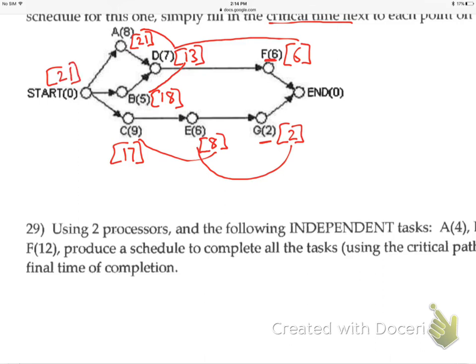The 21. Yeah, sure. You can put 0 by the end if you want. I don't really care. I won't even care.